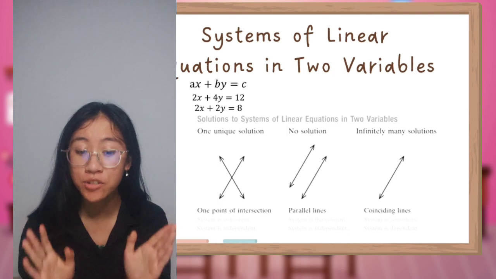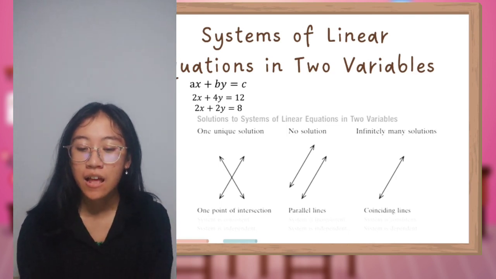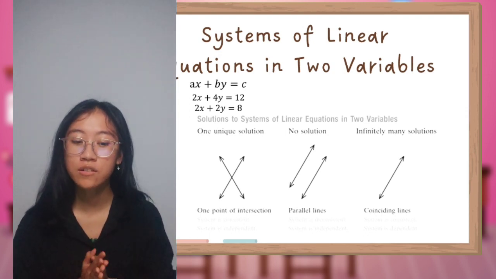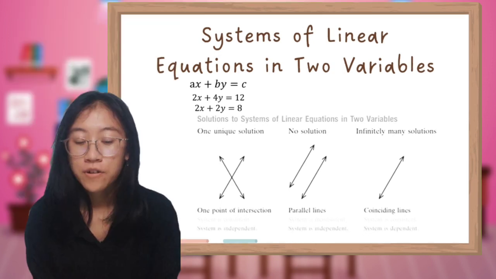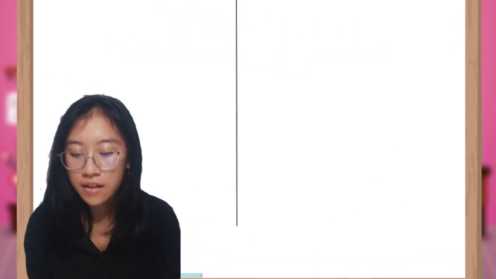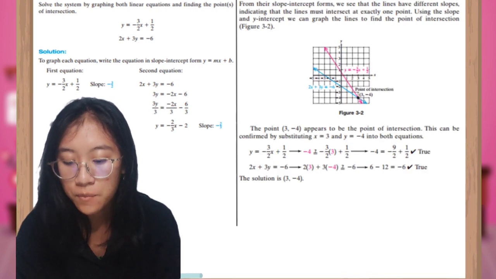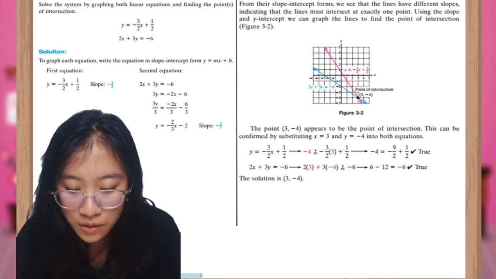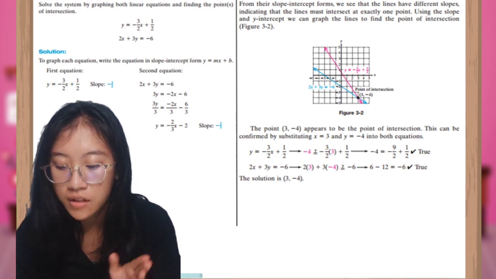Okay, for the solutions to a system of linear equations in two variables, there are one unique solution, no solutions, and infinitely many solutions. For the next example, solve the system by graphing both linear equations and finding the point of intersection.